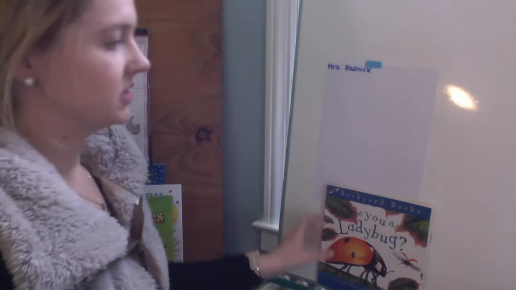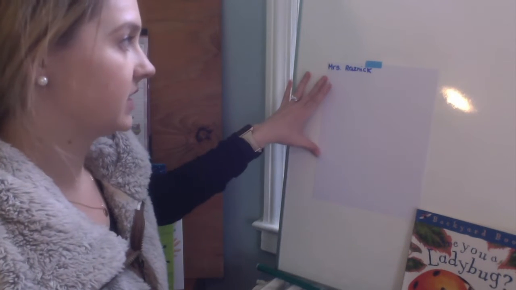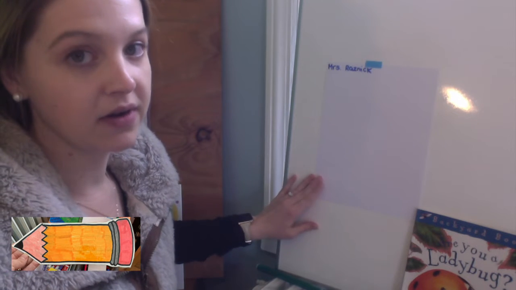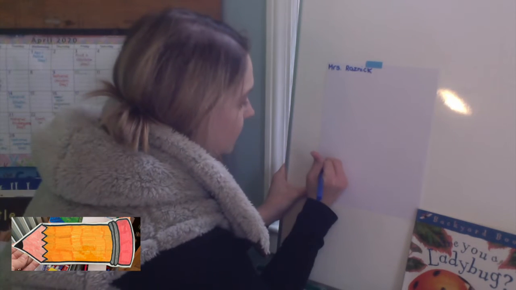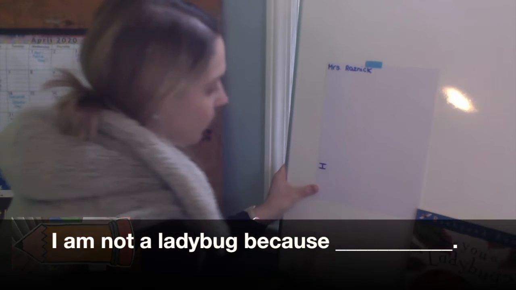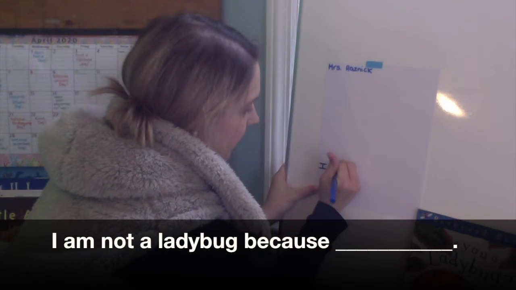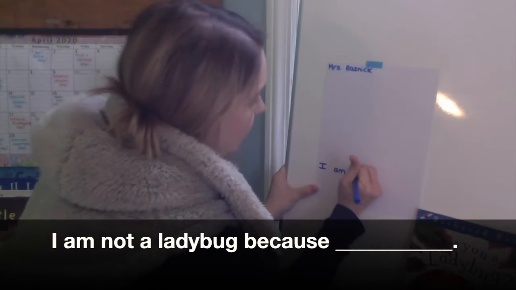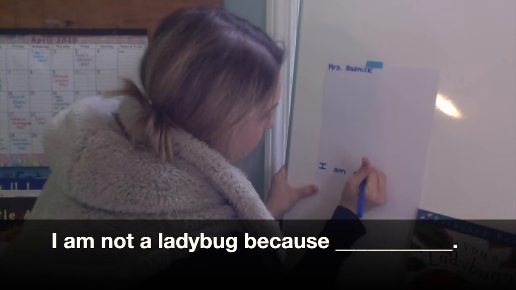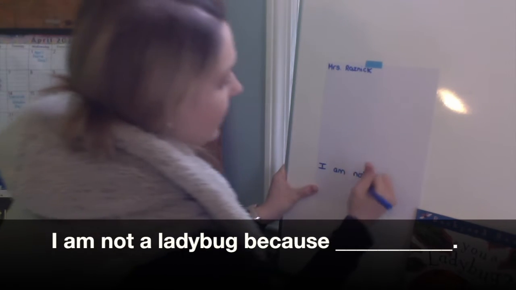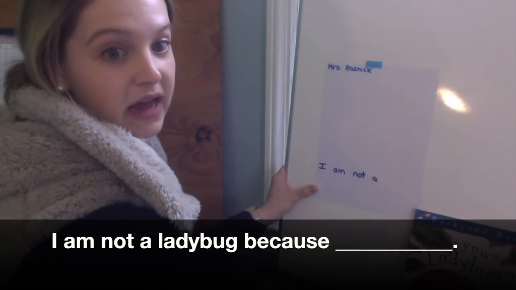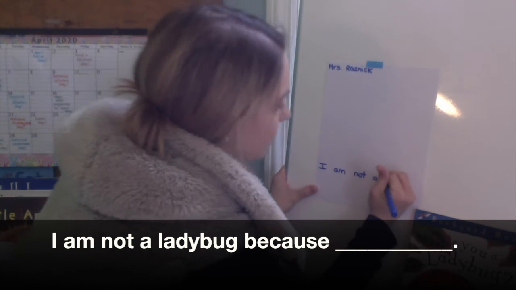And today we're going to be using a sentence starter for our writing. We'll leave that space for our picture, and then our sentence will go at the bottom of our paper. Your sentence starter is going to say, I, popcorn word, am, popcorn word, not, popcorn word, a, popcorn word, and then we're going to borrow the spelling of ladybug from the front of the book.